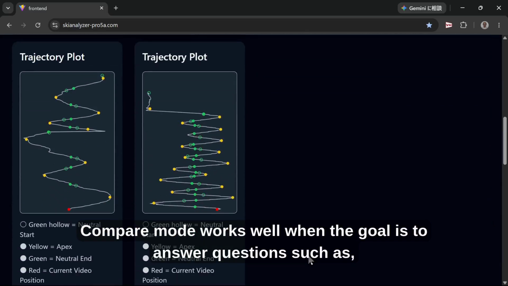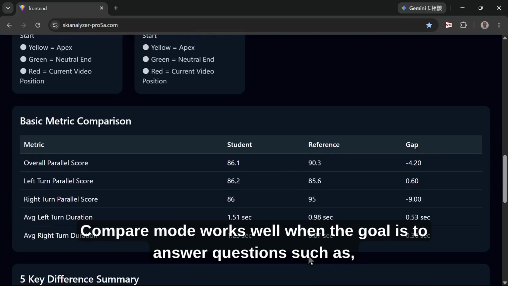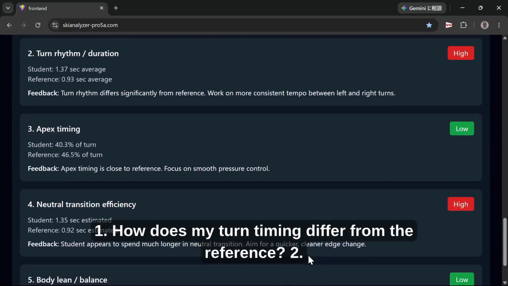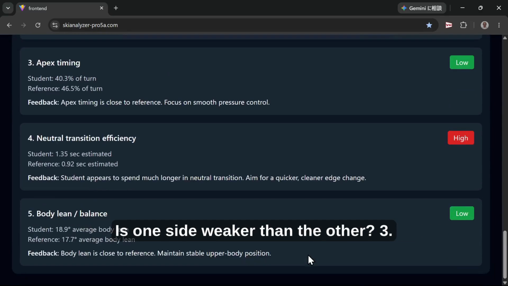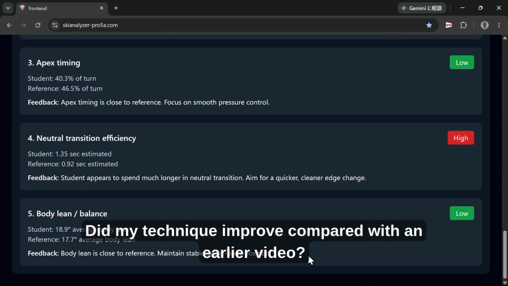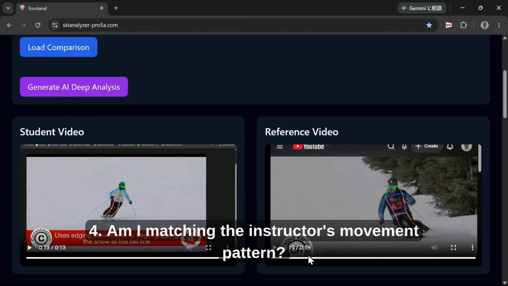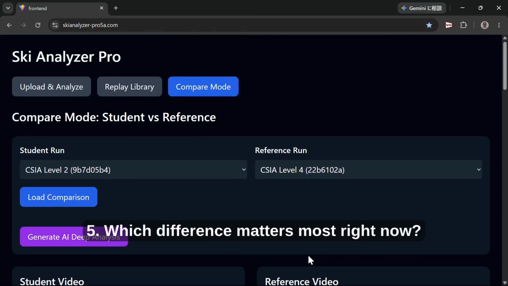Compare mode works well when the goal is to answer questions such as: 1. How does my turn timing differ from the reference? 2. Is one side weaker than the other? 3. Did my technique improve compared with an earlier video? 4. Am I matching the instructor's movement pattern? 5. Which difference matters most right now?